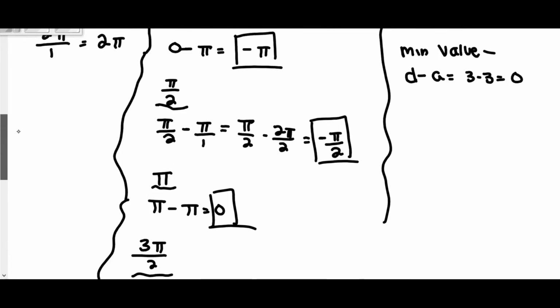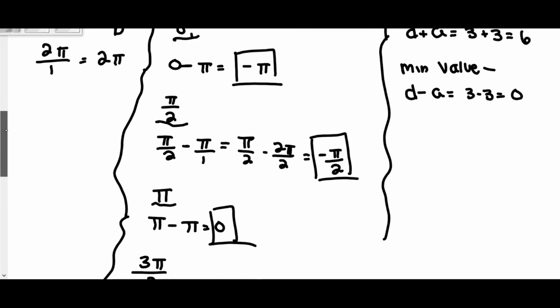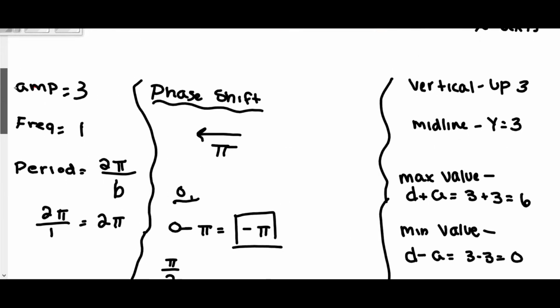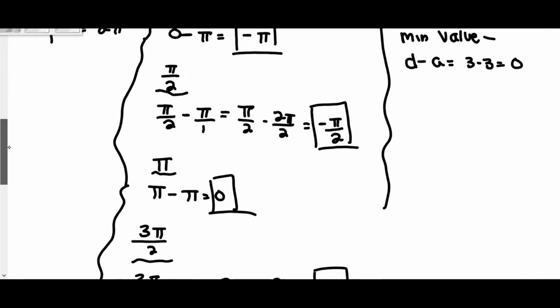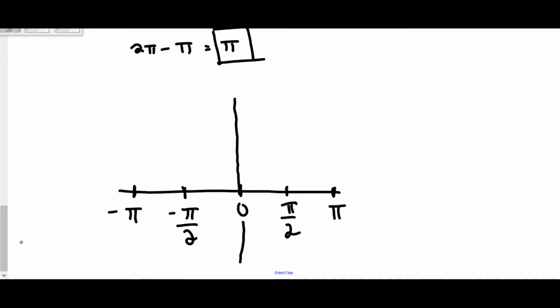So let's start graphing this. Let's place our midline. So our midline is y equals 3. So obviously this x-axis is y equals 0. So I'm going to place my midline at y equals 3. And let's see, our minimum value occurs at y equals 0, and our max value occurs at 6. So let's draw that in.